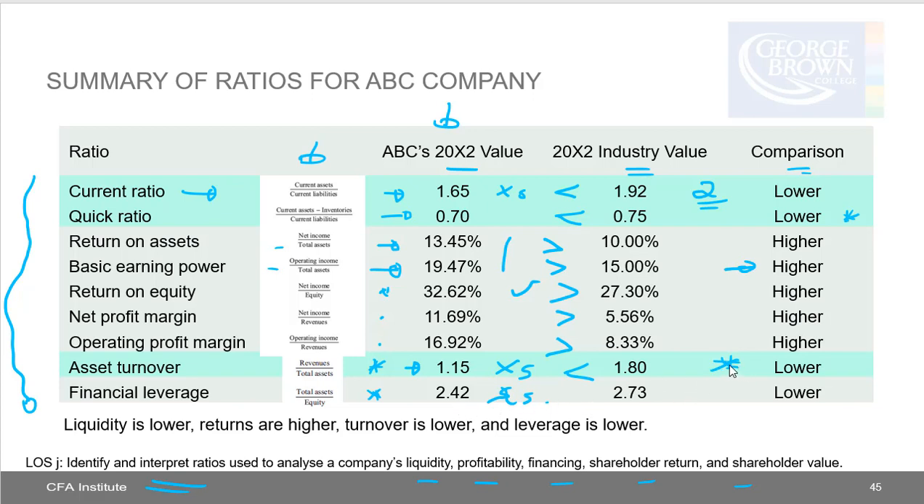The interpretation is the company's not providing enough profitability relative to the assets compared to the industry. And then finally, with the financial leverage, total assets divided by the equity, it's lower, okay, than the industry average.